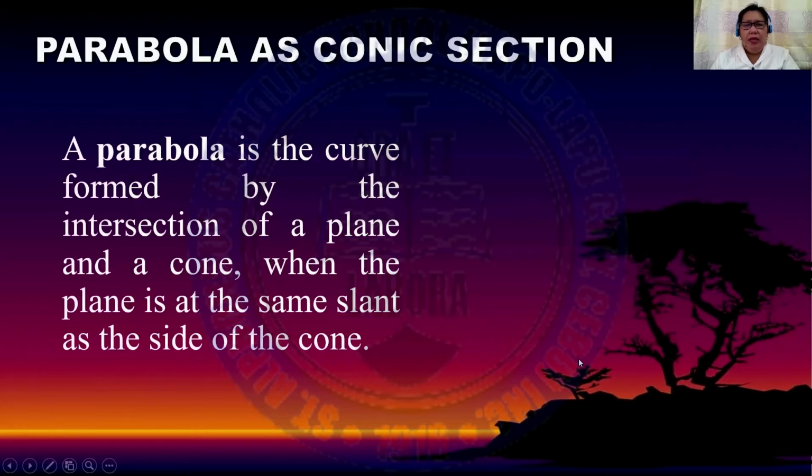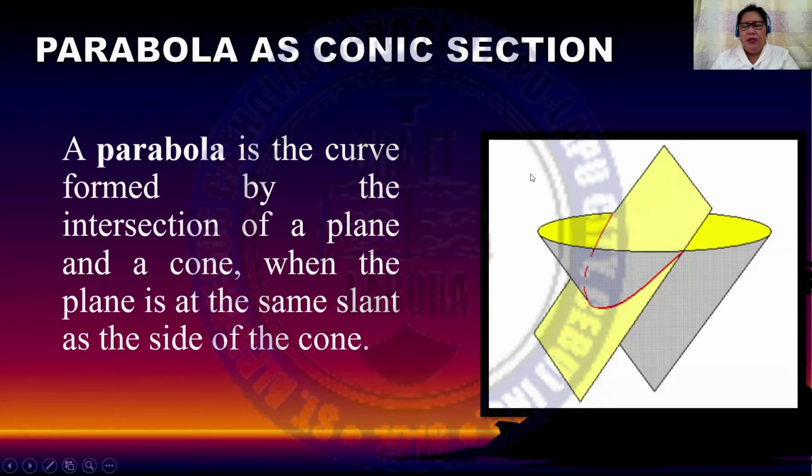A parabola is the curve formed by the intersection of a plane and a cone when the plane is at the same slant at the side of the cone. And this is the illustration. So you have the cone, you have a plane intersecting the cone, and this curve is the parabola.